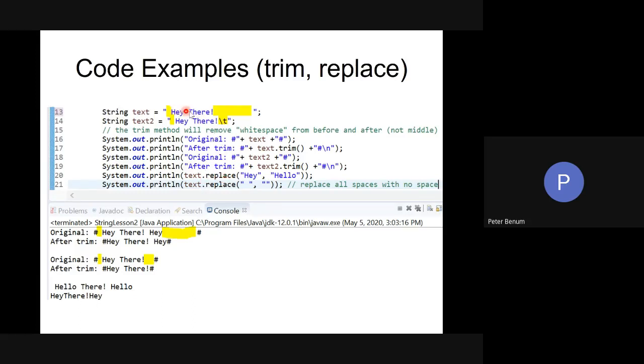Within this, it's going to replace hey with hello. This is the thing that we want to replace, and this is what we're replacing it with. So now instead of saying hey there, it should say hello there. So it says hello there, and then the other, I guess that's from the other string.